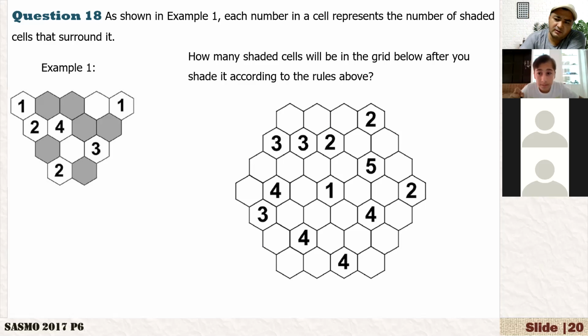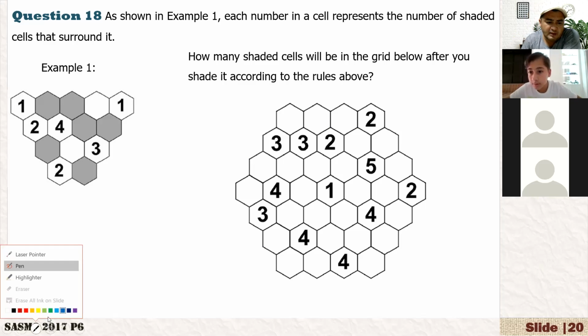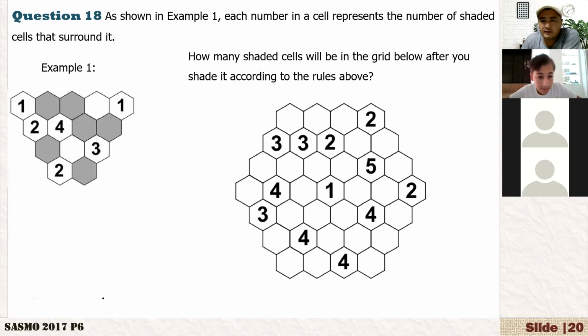Rahim, let's do it together, okay? Because if I ask you to do this, it may take time. It's easy, it just takes a lot of time. It is not difficult, but it takes time because in SASMO, if the answer is 21, and your answer is 20 or 22, it is still wrong. So you need to calculate exactly.